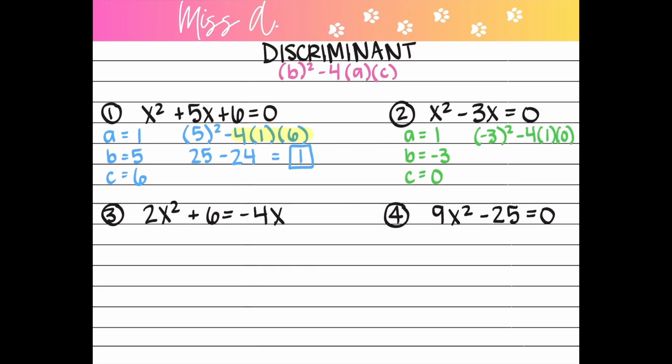And again, those parentheses are very important because if we're doing this by hand versus in a calculator, we need to make sure that we notice that negative 3 squared is positive 9, not negative 9. If you did not use the parentheses, your calculator might give you negative 9, which is not correct. Then I'm going to multiply 4 times 1 times 0, which is just 0. So this answer is 9.